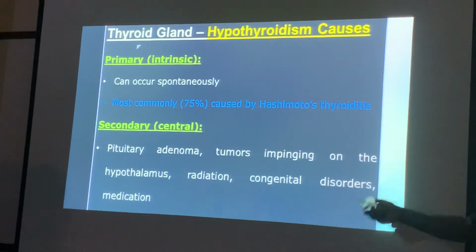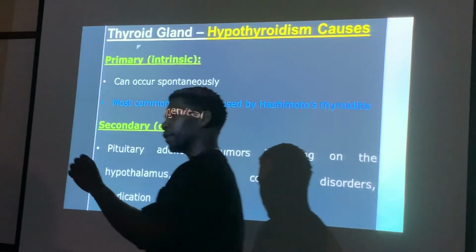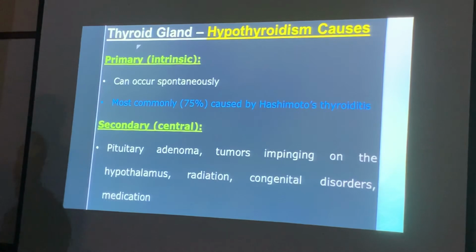So secondary is actually central, caused by something other than intrinsic factors, meaning that something else is causing you to have hypothyroidism, such as a pituitary adenoma, some kind of new growth on the pituitary gland, inhibiting it from sending the thyroid stimulating hormone for the thyroid to secrete T3 and T4.